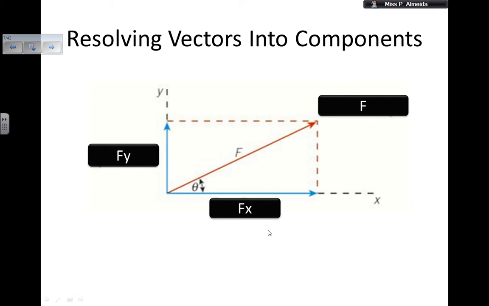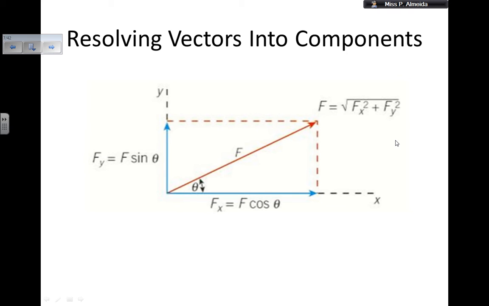So if I want to resolve vectors into components, I can always say that I have a vector and I can make it into the y and the x component. So the horizontal for x and the vertical component in y. So Fx can be my horizontal component, Fy can be my vertical component, and F is my resultant vector.